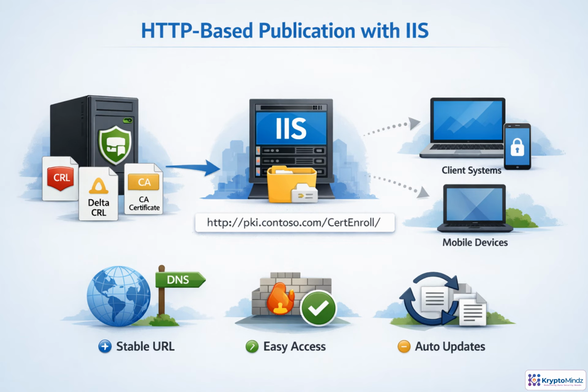With HTTP publication, the CA's job is simply to drop CRLs and CA certificates into a folder, and IIS handles the actual web hosting. The site uses a stable DNS name, like pki.contoso.com, so those URLs can be embedded in certificates and never change. Clients and devices then fetch the latest CRL over HTTP, without prompts or authentication, as long as firewalls allow it. Whenever the CA republishes, everyone automatically sees the updated files.